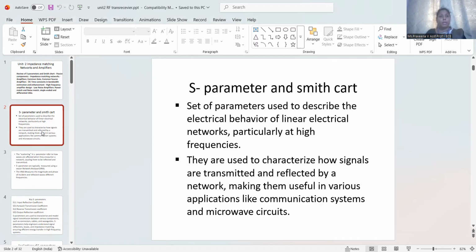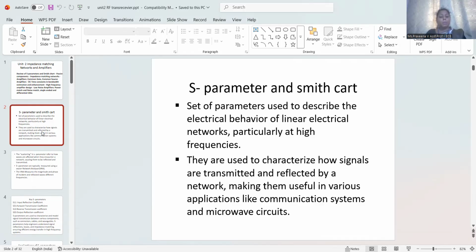Next, there will be the four S parameters for a two-port network. That is S11, S12, S21, and S22. Note it down. S11 is the input reflection coefficient, and S21 is the forward transmission rate. S12 is the reverse transmission rate, and S22 is the output reflection coefficient. These are the S parameters for a two-port network.